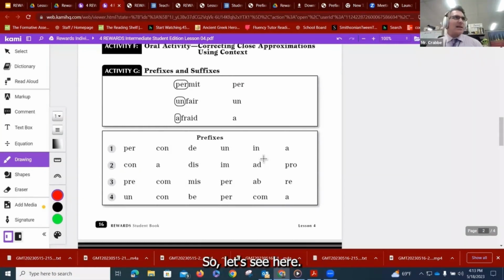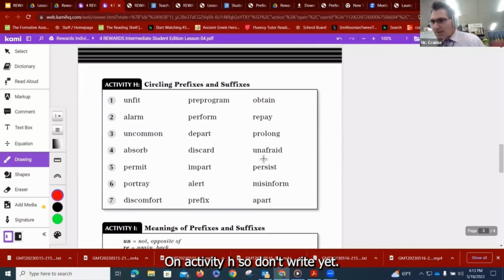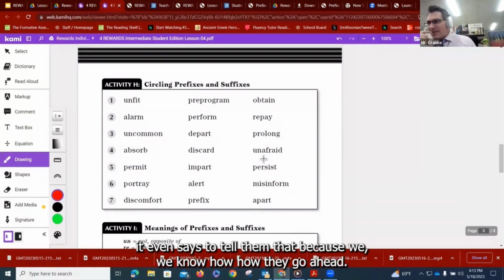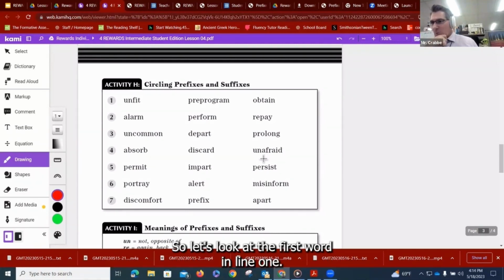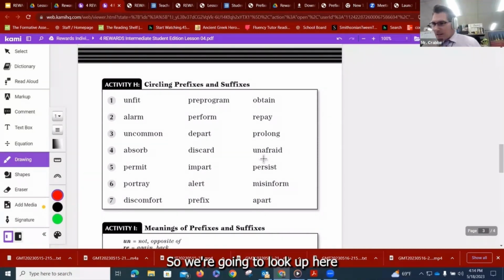So let's see here on activity H. Don't write yet. It even says to tell them that, because we know how they go ahead. Some words have no prefixes, and some words have one or more prefixes. So let's look at the first word in line 1. We're going to look here to the left of the word, un and unfit, and they're going to ask them how many prefixes.